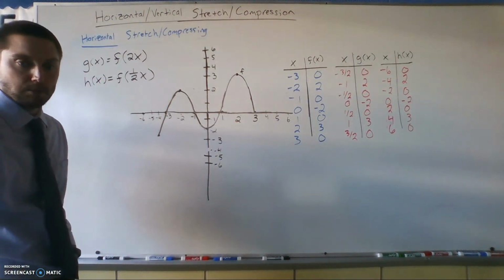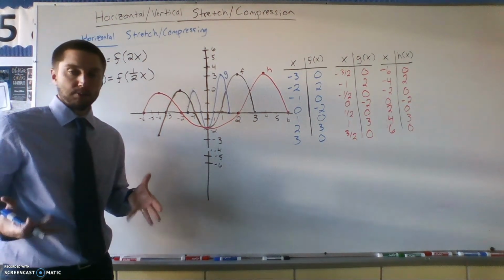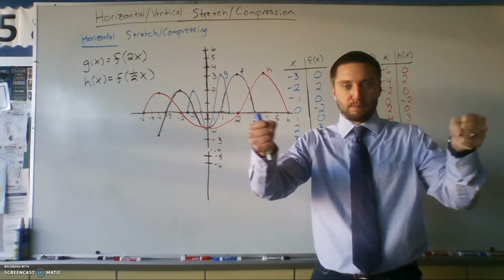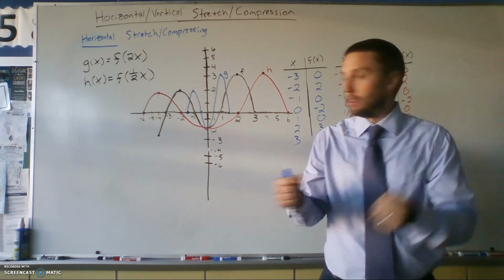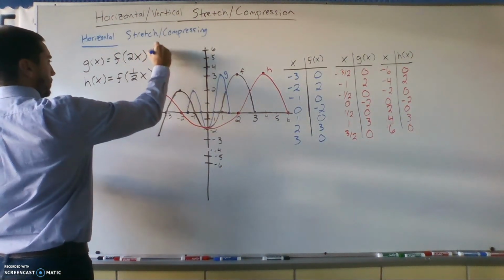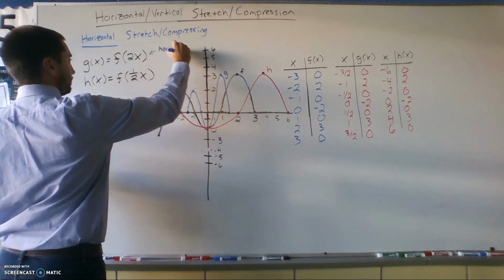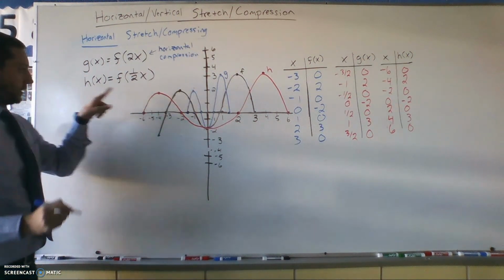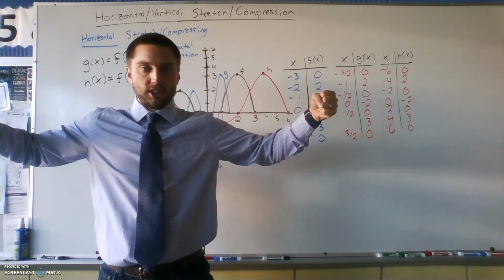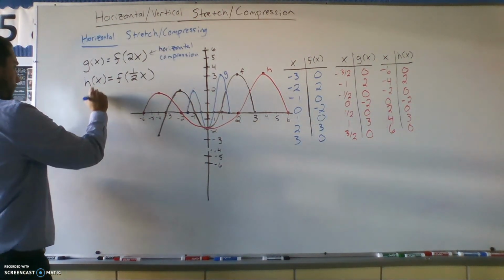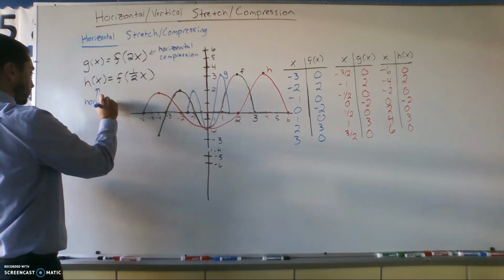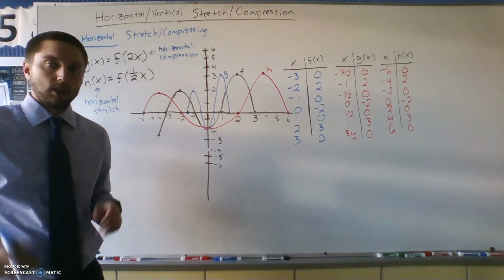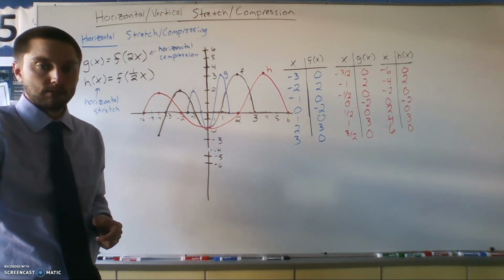So I'm going to go ahead and pause while I plot these points. Okay, so what happened? This might be a little bit counterintuitive to what we thought. When I took my F graph and I smashed it, I compressed it, I got G. So G is a horizontal compression. And when I took the F graph, the black one, and I stretched it, I got H. So H is a horizontal stretch.